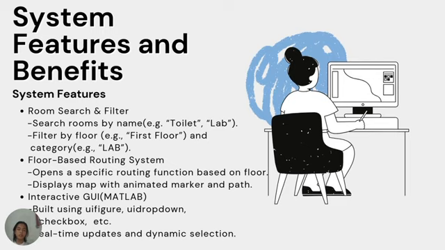Our Unimaze system also includes several key features, which are room search and filters, where users can search for any room, for example, toilets or computer lab, and the system will display all matching rooms. Filters allow users to narrow down results by floor level or room type, such as lab, lecture room, or toilet. Next, floor-based routing. Once the user selects a room, the system will detect the correct floor and open the map. It then animates a path showing how to reach that room.